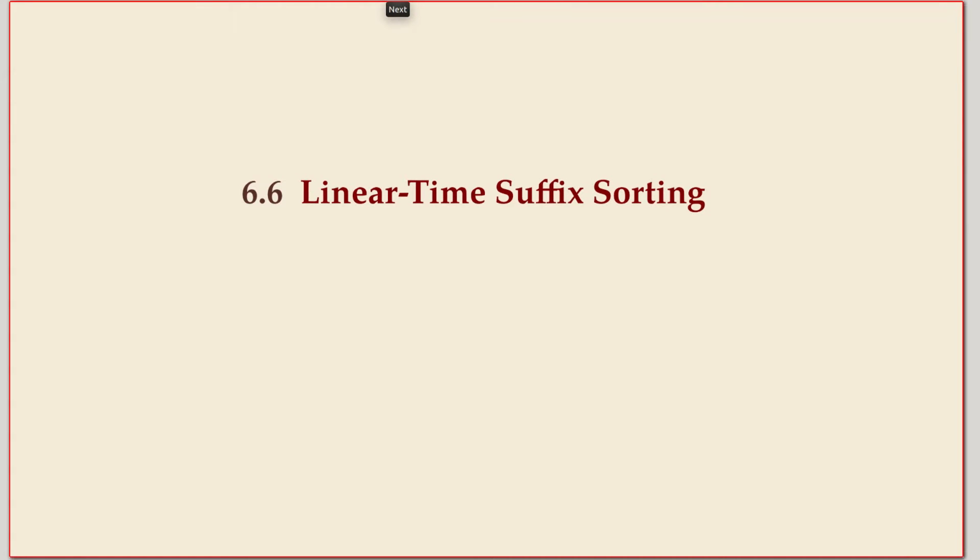We've seen how to construct suffix arrays in n log n time by a practically efficient and robust method, the fat pivot quicksort. But the theoretically interesting result is that we can do it in linear time in the length of the string, and that's what we'll look at now.